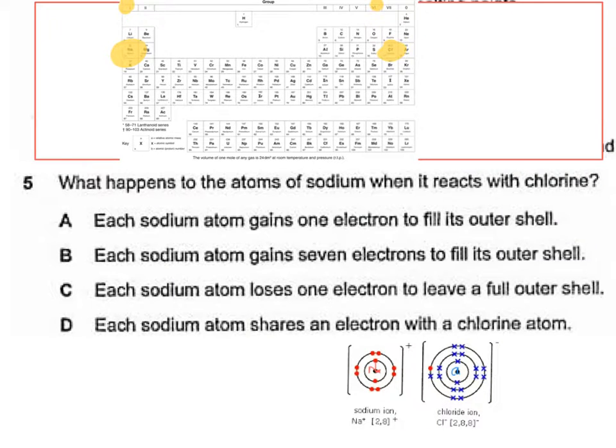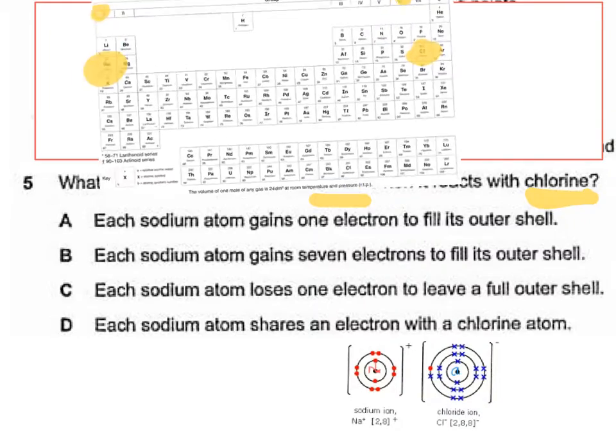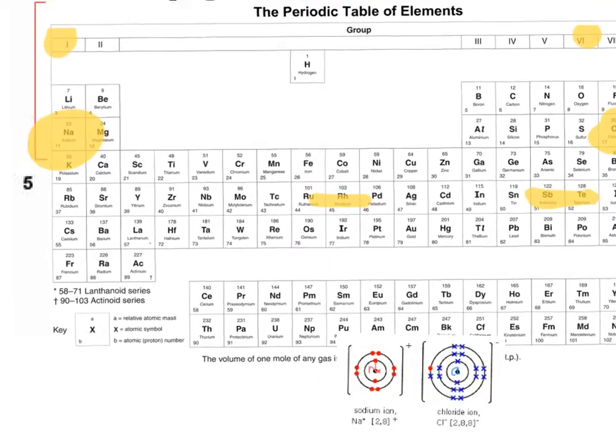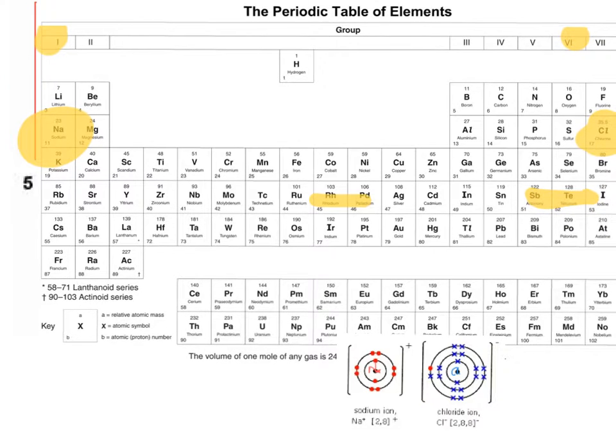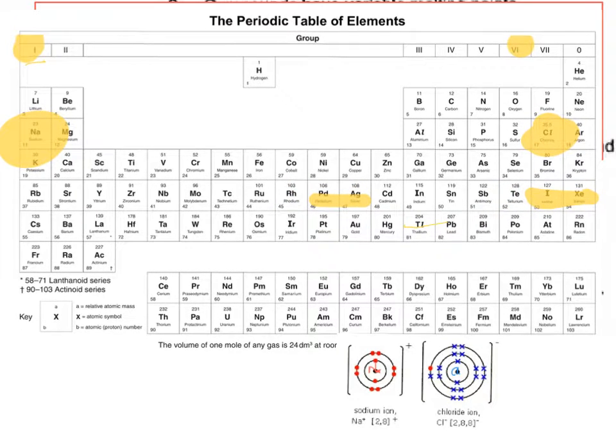Question 5. What happens to the atoms of sodium and chlorine when they react? We know that sodium can react with chlorine to form sodium chloride, our common table salt. Let's take a look at which group sodium belongs to. If we zoom into the periodic table, we know that sodium is in group 1, whereas chlorine is in group 7. Here we are.